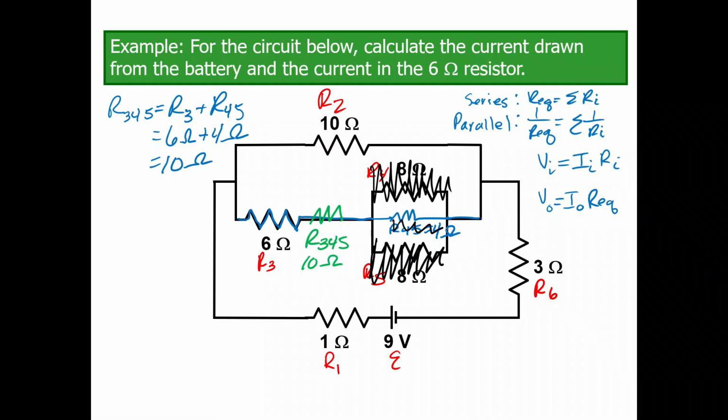So I can pretend like that's not here anymore. So what I have now in that branch is just a single resistor, R345.